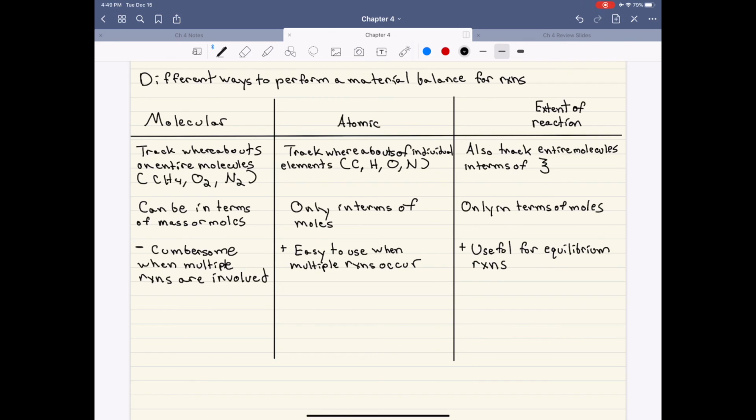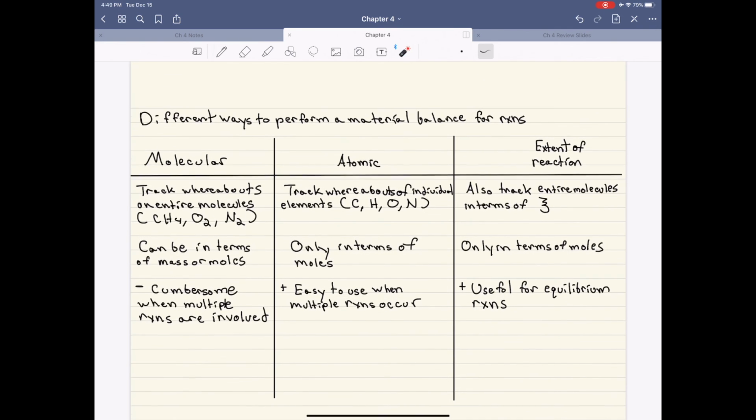Okay? And so we'll see an example of a case where we use an atomic material balance and an extent of reaction material balance in the following videos. The final thing I'll say here is that depending on the type of material balance they use, whether you use a molecular, atomic, or extent of reaction material balance, that's going to change slightly how you calculate the degrees of freedom. And to get more information about that, I recommend that you go back to chapter 4 in the book, which outlines the different terms that you need in order to calculate the degrees of freedom for an atomic material balance or an extent of reaction material balance.